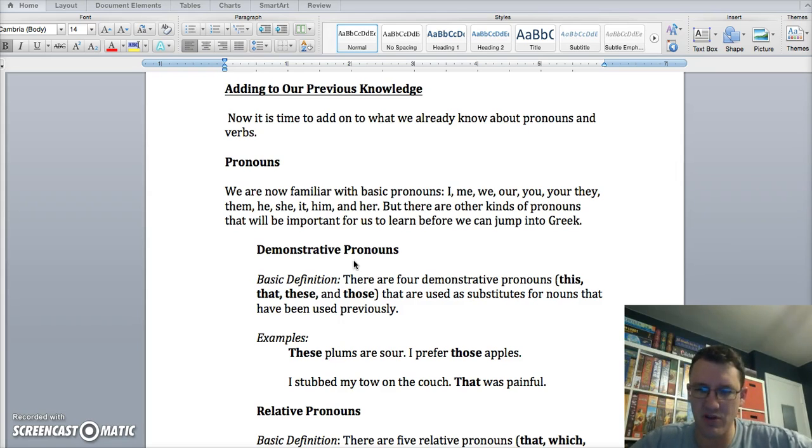These plums are sour. Which plums? These plums. So they're often conjoined to a noun to specify which of those sets of nouns that you're talking about. Those apples, these plums. And sometimes they stand alone as the subject of a sentence, in which case they function a lot like a substantive adjective. That was painful.